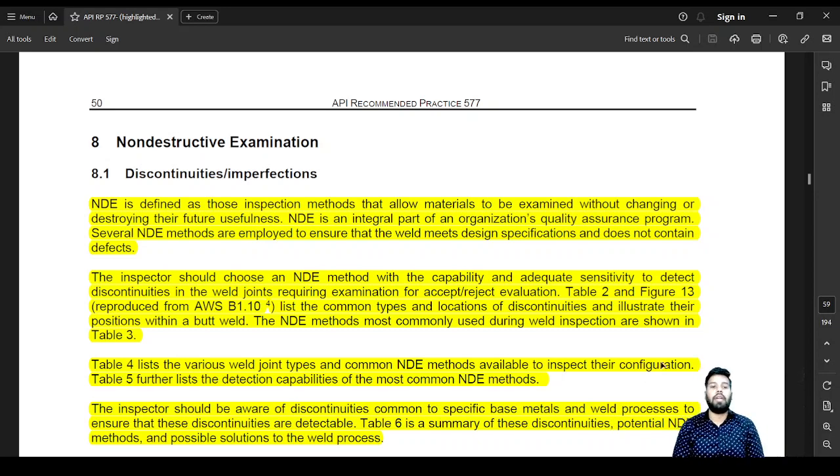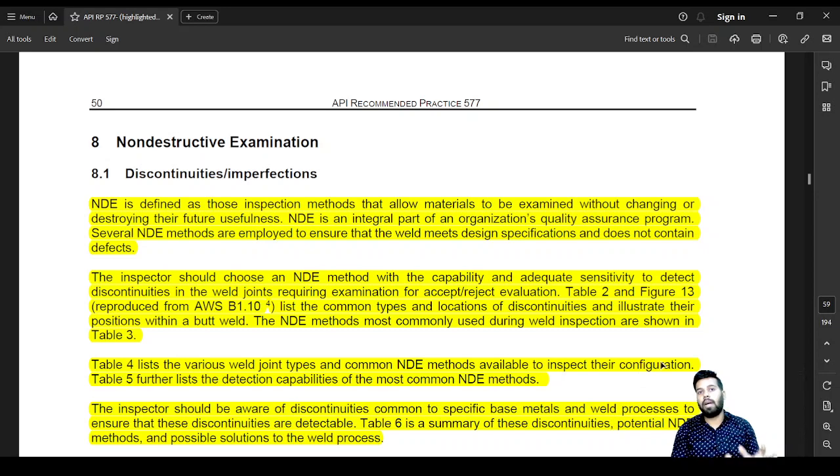So welcome. Now we are starting with section 8 of API 577 recommended practice. Section 8 is going to be non-destructive testing. In the previous videos, we have already seen section 5, section 6 and section 7. Section 5 was welding material, section 6 was WPS and PQR, and section 7 was welder performance qualification.